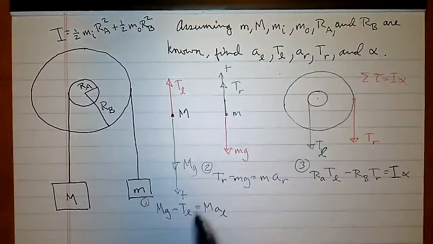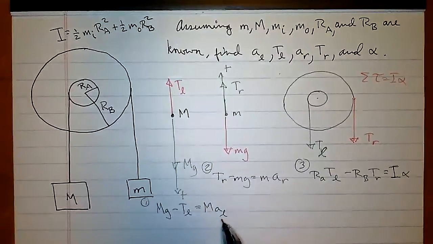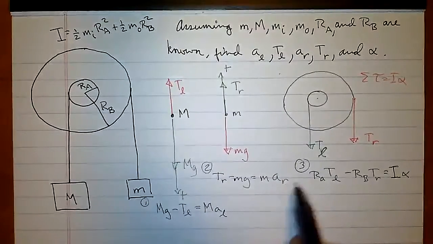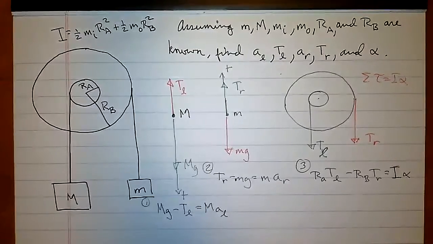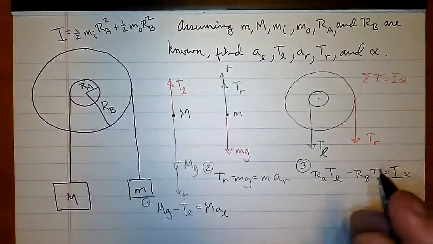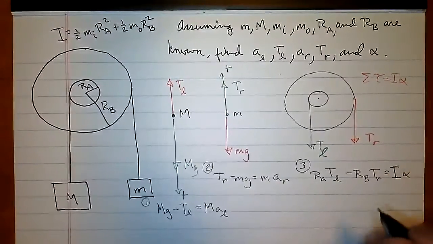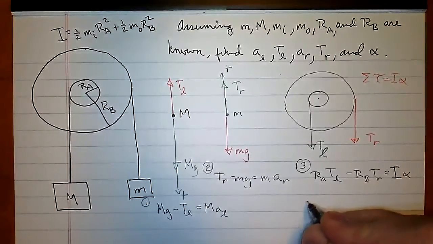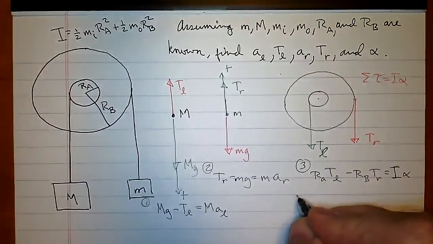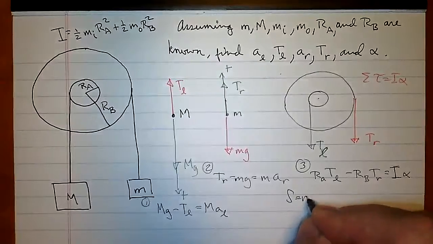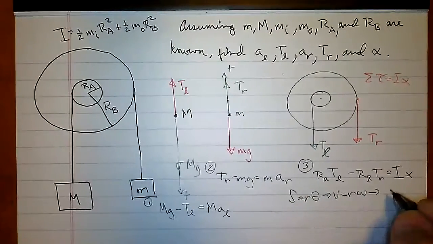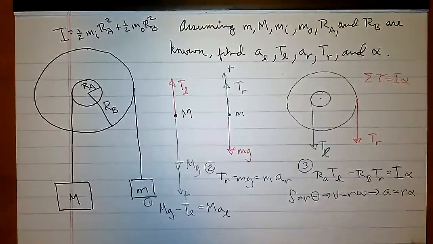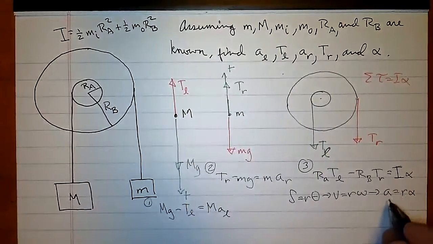Now, you see that we have an unknown TL, an unknown TR, an unknown AL, an unknown AR, and an unknown alpha. So that's like 5 unknowns. Obviously, for 5 unknowns, you need 5 equations. Well, it turns out you can also relate the fact that alpha is a constant by saying, remember, if S equals R times theta, then you have V is equal to R times omega. You also have A is equal to R times alpha. So with that in mind, we can say, well, alpha is going to always be A over R.